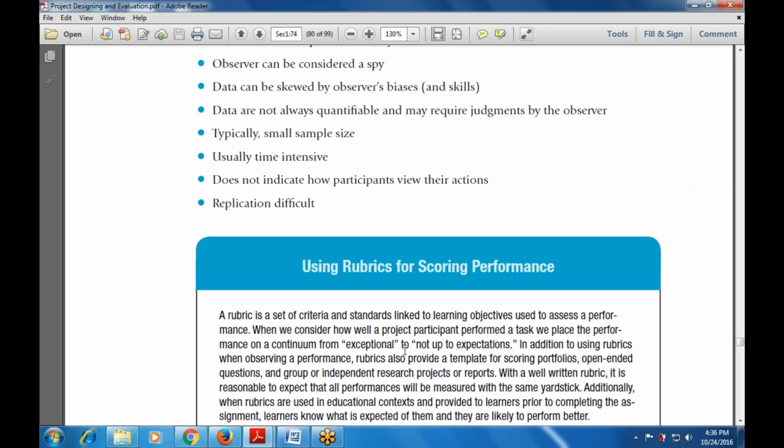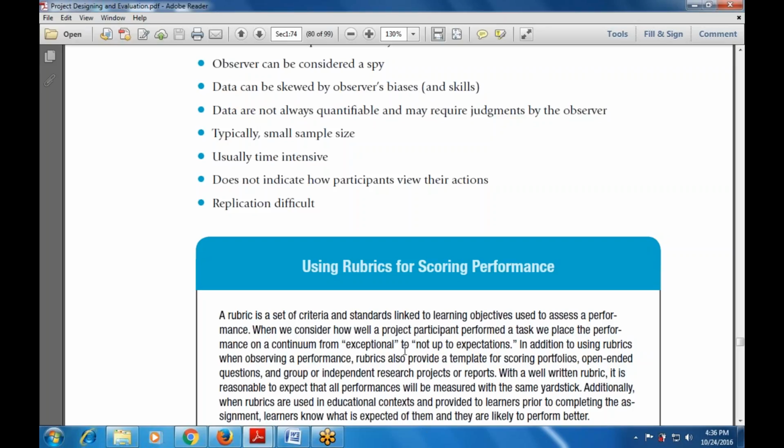In addition to using rubrics to observe a performance, rubrics also provide a template for scoring the portfolio. That means, what is the portfolio? How can we judge the various open-ended questions, the various group terms, and the independent research project that is used with the reports?